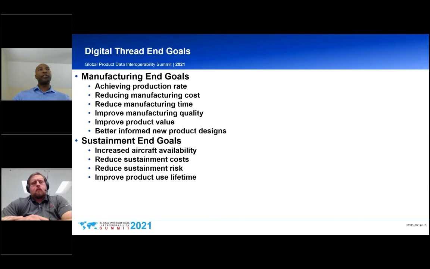The sustainment end goals are typically increased aircraft availability, reduced costs, reduced risk, and increased lifetime of that product.